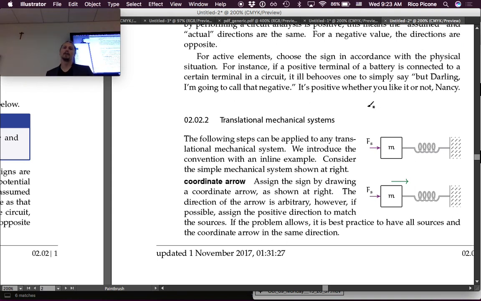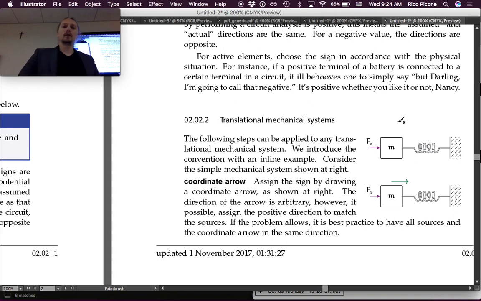Consider the simple mechanical system here. So we have ourselves a fixed reference here. This is sort of patchy looking, but it's ground. And this is a spring element and a mass element. And we have a force source that's applied to the mass element. Okay?